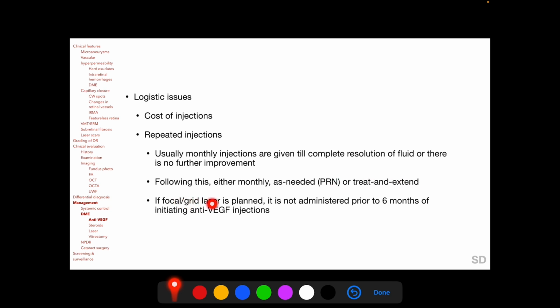If focal or grid laser is planned in a patient receiving anti-VEGF injections for DME, anti-VEGF injections are first initiated and laser is not administered prior to 6 months of initiating anti-VEGF injections.